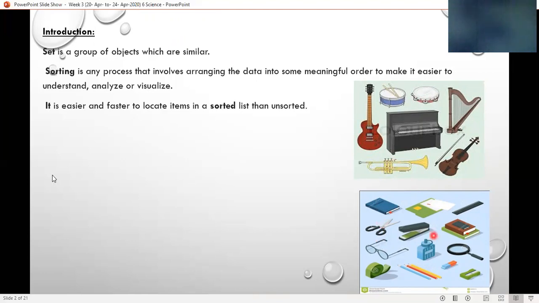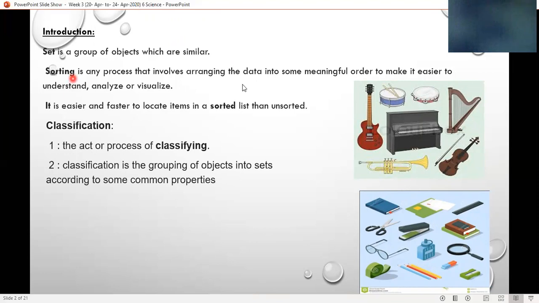So sorting is basically a process in which we arrange data in a meaningful order. So it will be easy for us to find a thing in that set. If I have a set of musical instruments and a set of stationery, I can have a clear idea where I can find a guitar and where I can find scissors, right? That's sorting. Now let's get to classification.